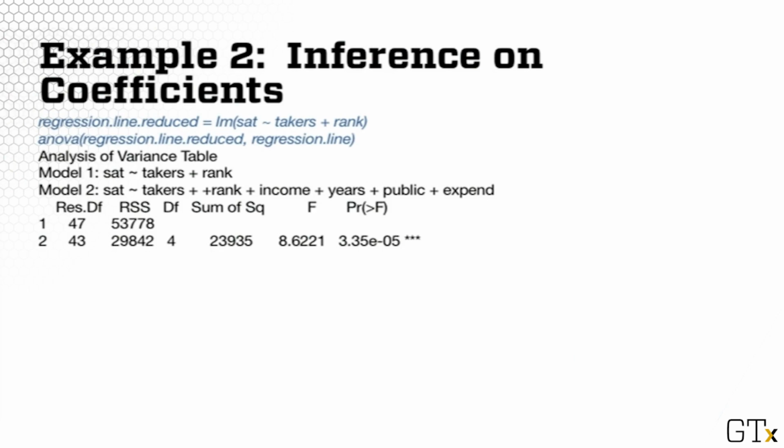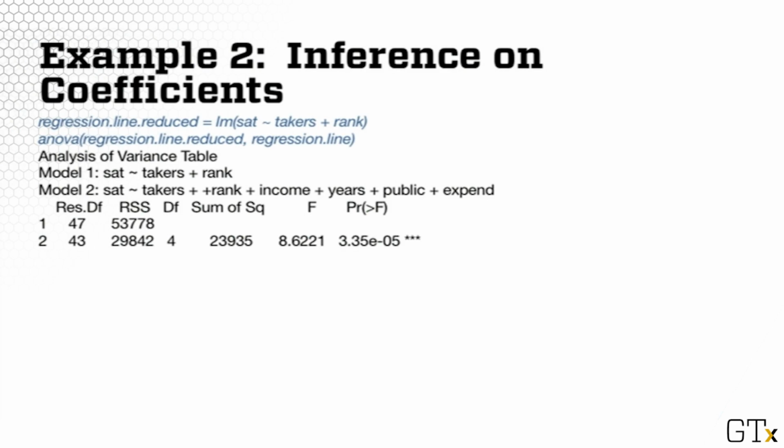In order to test whether the model with the controlling factors versus the model with the controlling factors plus the other 4 explanatory factors, whether one is better than the other, we can perform the partial F test using the ANOVA command in R. In this command, we specify the 2 models. First is going to be the reduced model, including only the controlling factors, takers and rank. And the other one is going to be the full model, including both the controlling factors and the explanatory factors.